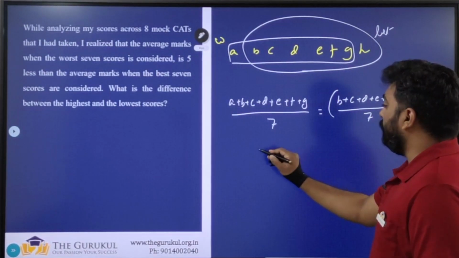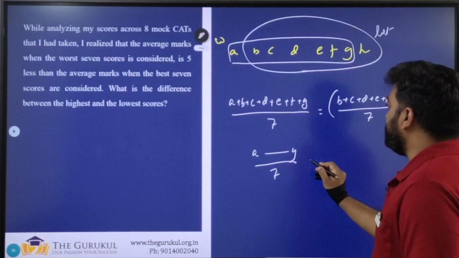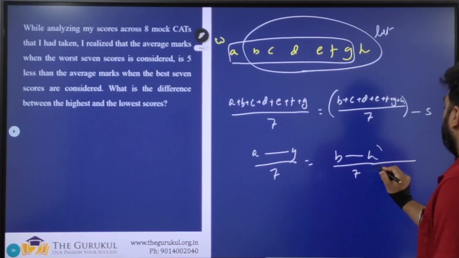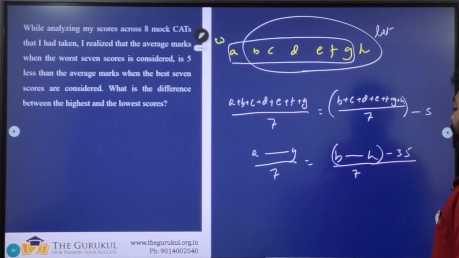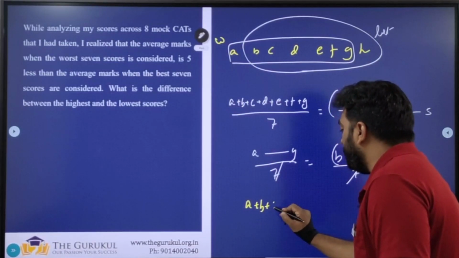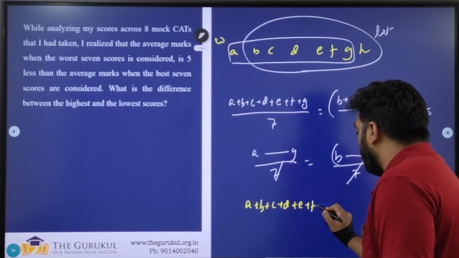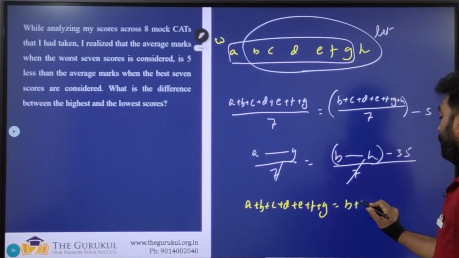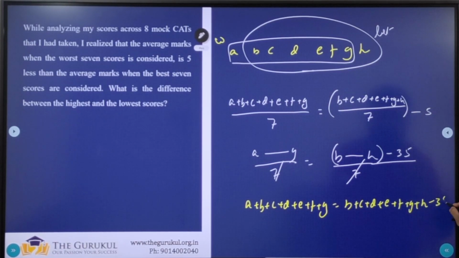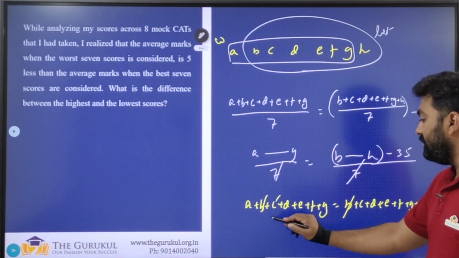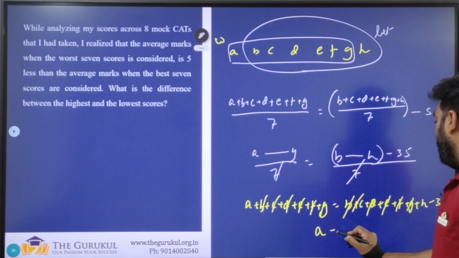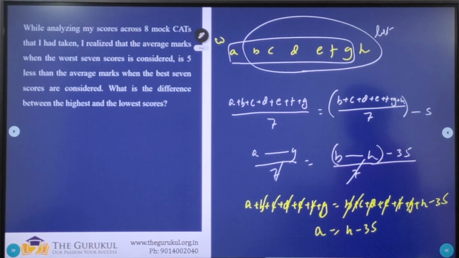Now take the LCM over here. A to G by 7 equals B to H by 7 minus 5. If I take LCM, this will be minus 35. This gets cancelled. If you write clearly, A plus B plus C plus D plus E plus F plus G equals B plus C plus D plus E plus F plus G plus H minus 35. B gets cancelled, C gets cancelled, D, E, F, G. So A equals H minus 35.